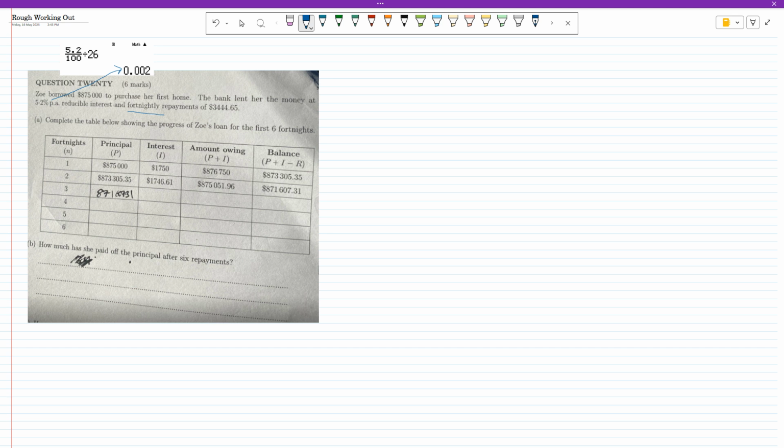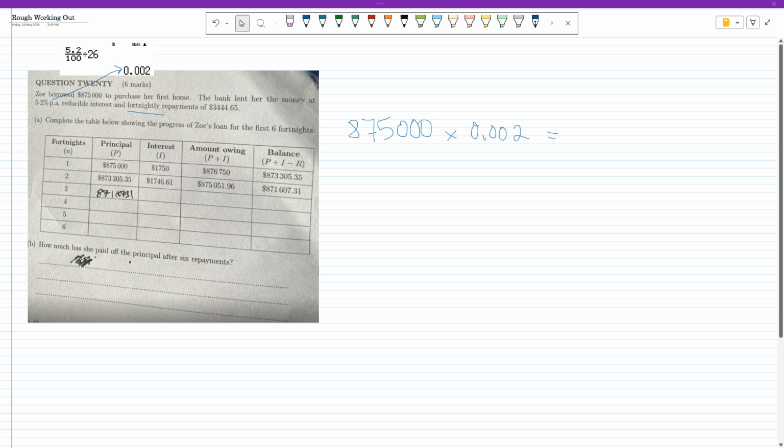So the first fortnight, what happens? Principal is basically the amount owing at the start of the month, because Zoe borrowed $875,000, Zoe owes $875,000 at the start of the month. Then obviously interest gets charged. How much interest gets charged? Well, $875,000, and we're multiplying that by 0.002. And what's that equal to? It's going to equal 1750.